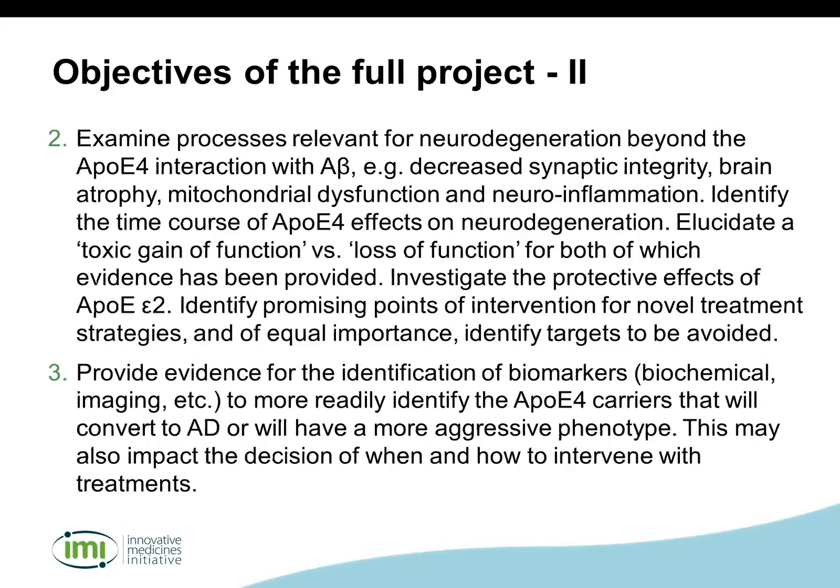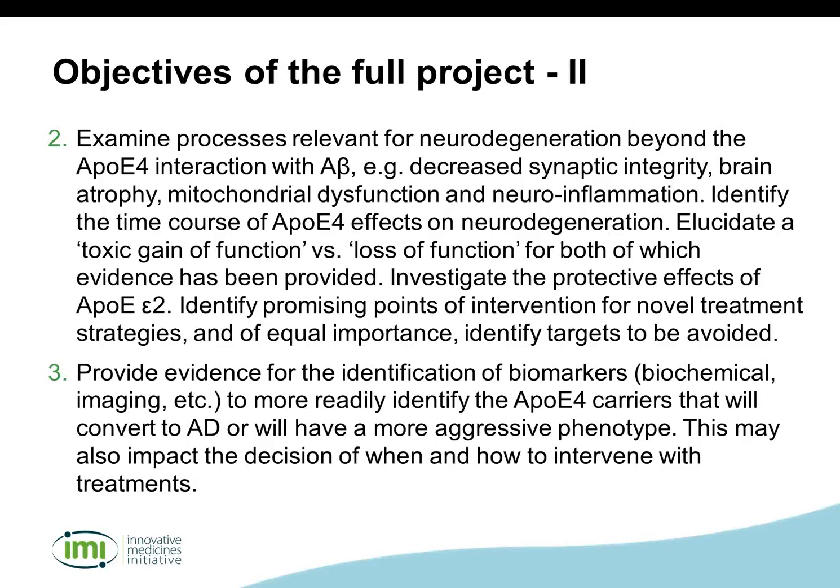objective is that we examine further the ApoE4 interaction with neurodegeneration, and that beyond, but not excluding, the interaction with A-beta. Things like synaptic integrity have been discussed, mitochondrial dysfunction, general brain atrophy, and neuroinflammation is something that also has attracted quite some attention. And really, we would like to understand also more about this very basic question: toxic gain of function versus loss of function. What is it we need to do?